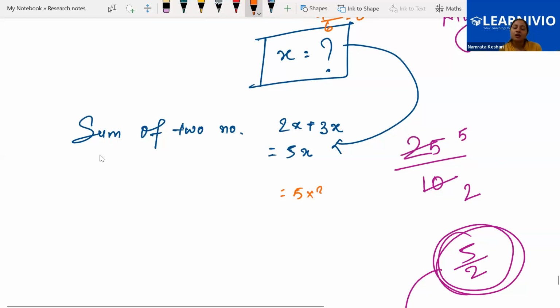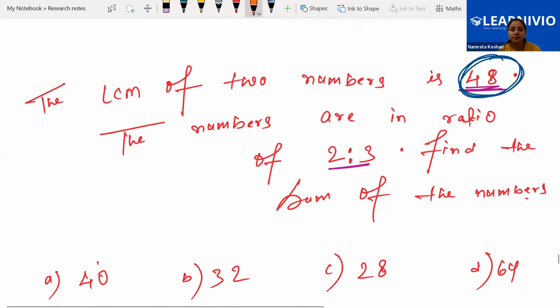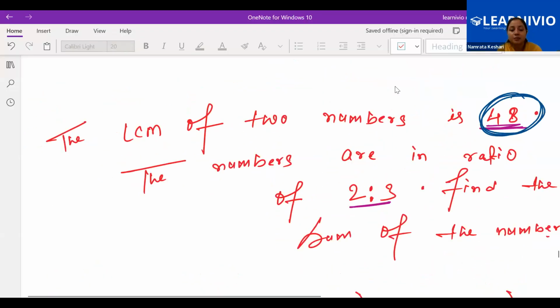We are getting 40, which is option number A. Is it clear to everyone? Please let me know. Is it clear? Yes, ma'am. Okay. Let me take another question. Still, if anyone is having any doubt, please let me know.